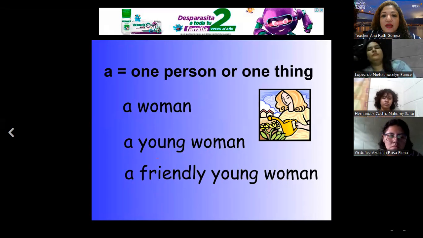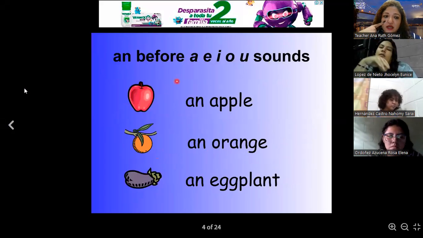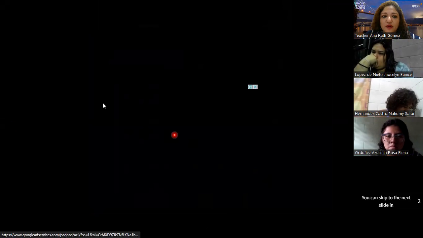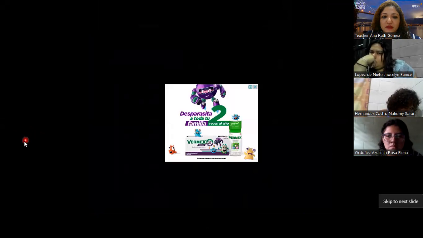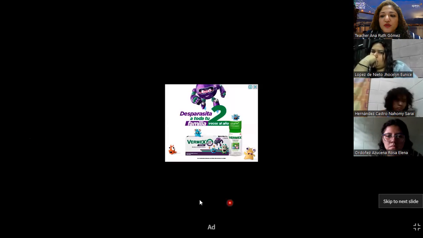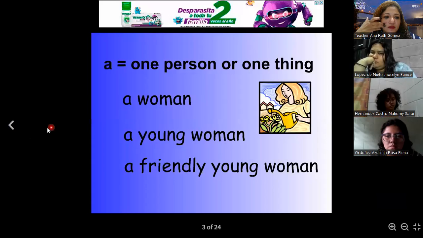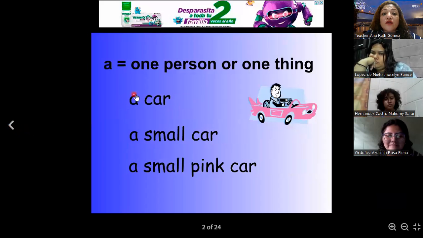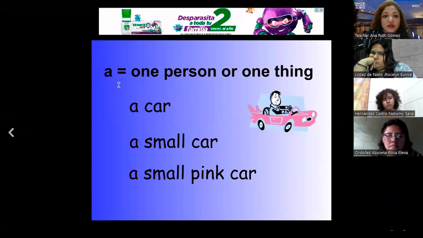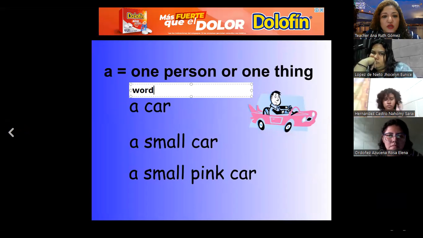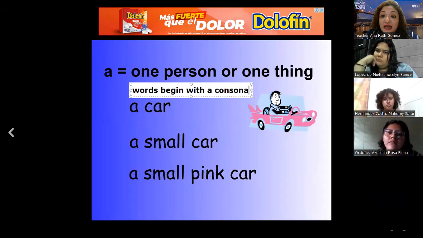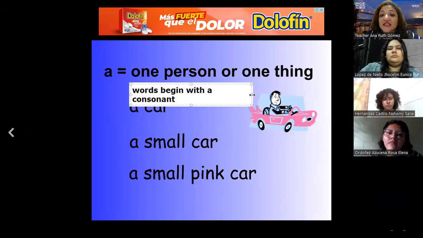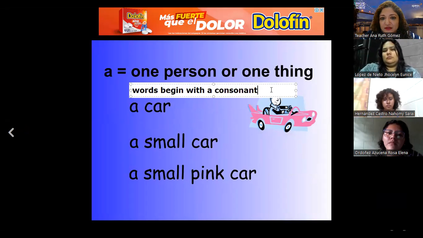Okay, very good. Now, pay attention to this. We are going to use a. All right, very good. Give me a moment. We are going to use a when the word, all right, words begin with a consonant. Pay attention to that. When words begin with consonant.